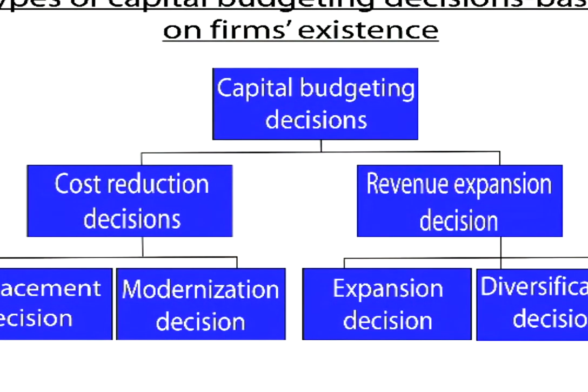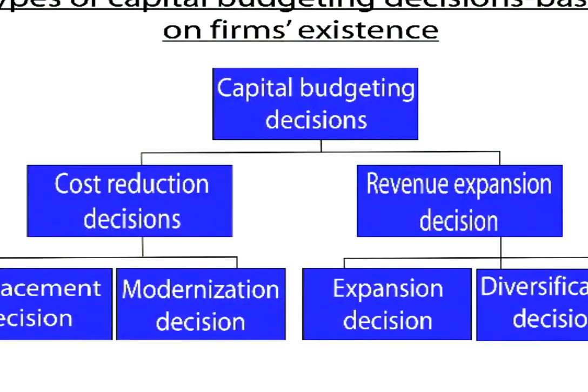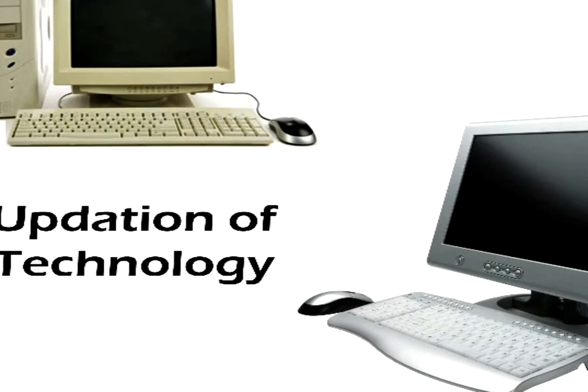Under cost reduction decisions, two type of decisions are there, replacement decisions or modernization decision. Under revenue expansion decisions, again two sort of decisions are there, first expansion and another is diversification decision. What is replacement decision? Replacement decision means to replace the existing asset with the new and improved one. Example, version of the equipment has changed.